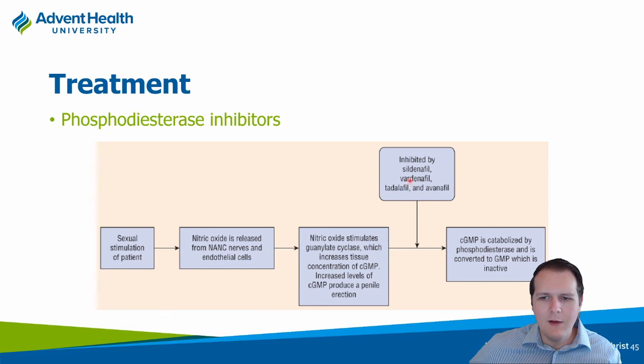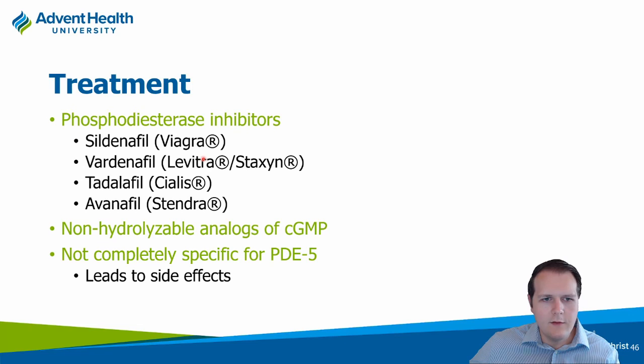Well, what happens if I were to, say, inhibit this process and try to decrease the activity of the phosphodiesterase? Well, you end up having an overabundance of cyclic GMP, which helps with more of that vasodilation, and then hopefully you're able to produce a suitable erection, right? And so here are the different agents we'll see in this category, including sildenafil, vardenafil, tadalafil, and then avanafil. And so you can see their brand names here.